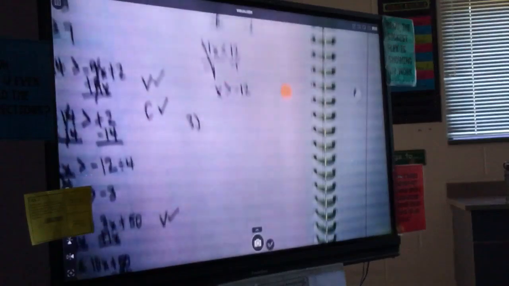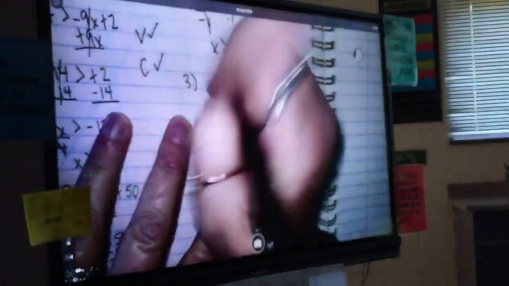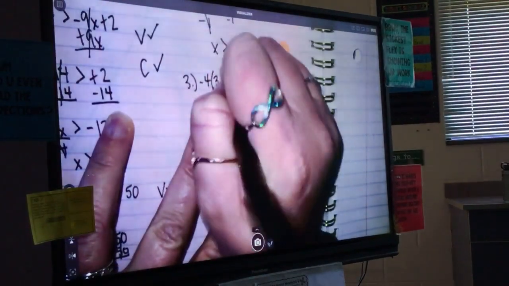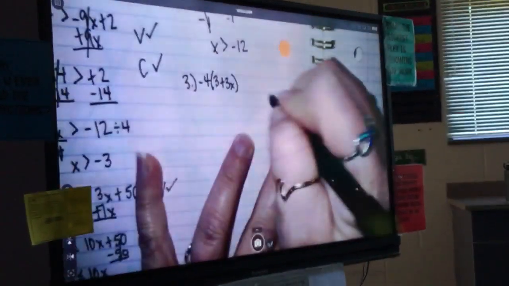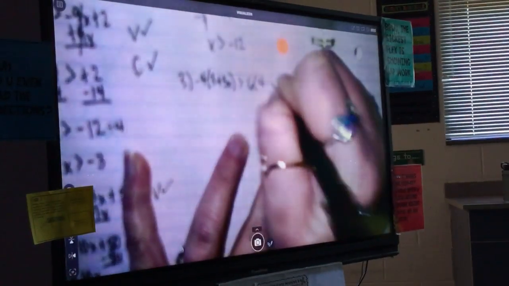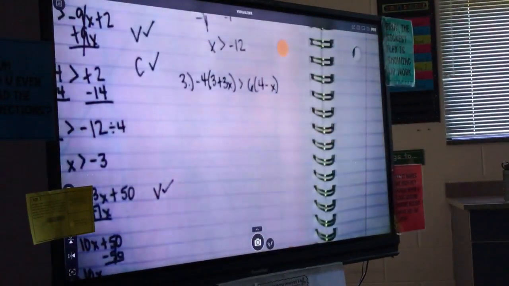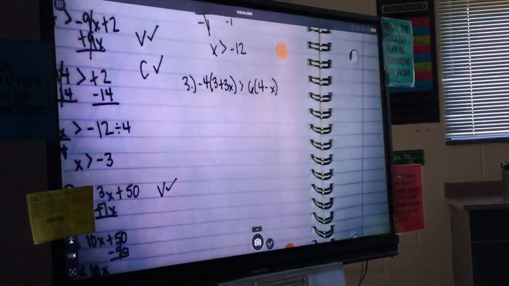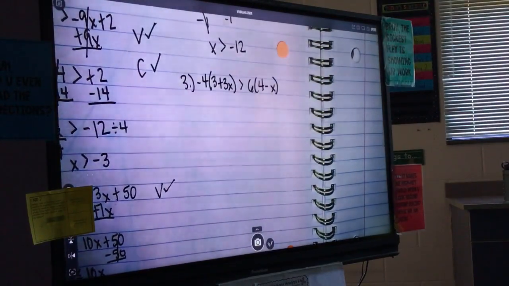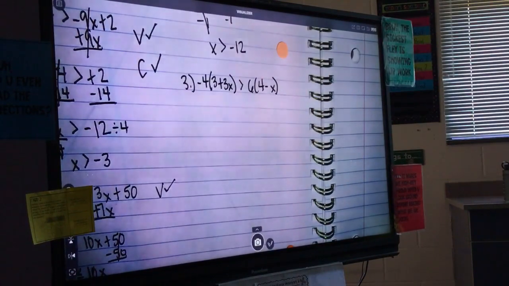All right, so number 3 is negative 4 times 3 plus 3x, which is greater than 6 times 4 minus x. Again, you're working with your partners. Solve it, stand up when you're done. Okay, so we're going to distribute.